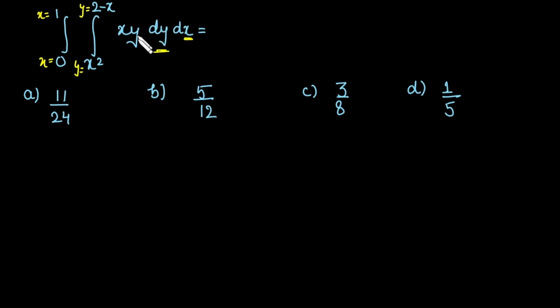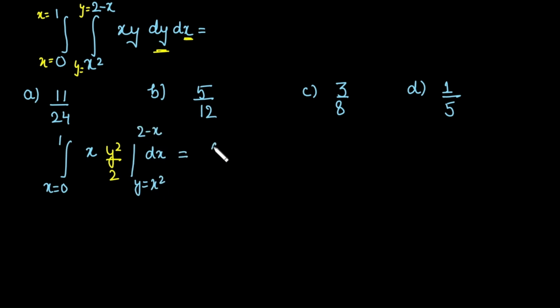Now how to integrate with respect to y? Keep x as a constant. y की integration क्या आएगी? y square by 2. So x as it is, and outer integration of x is equal to 0 to 1 as it is. And the limit for y is x square to 2 minus x. Outer integration as it is, x as it is, just substitute the limit for y.